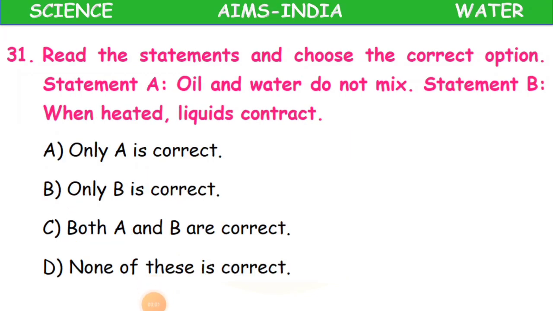Read the statements and choose the correct option. Here you have two statements, statement A and statement B, and we have to identify which statement is correct. Statement A is: oil and water do not mix. Statement B is: when heated, liquids contract. So statement A, oil and water do not mix.